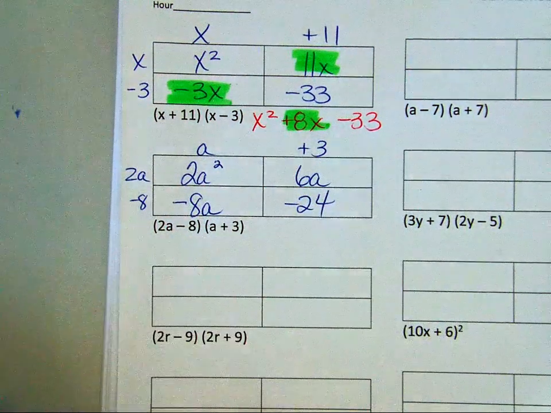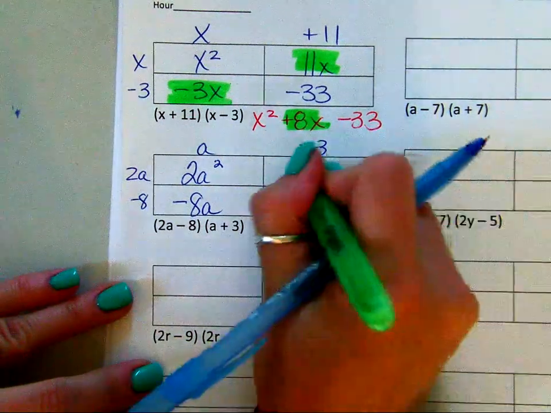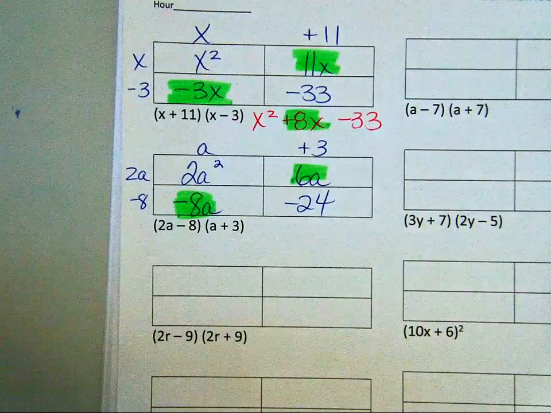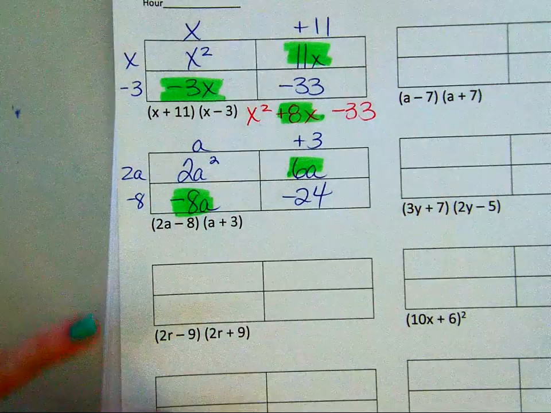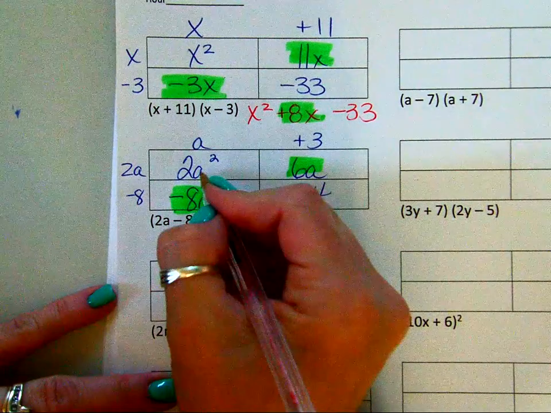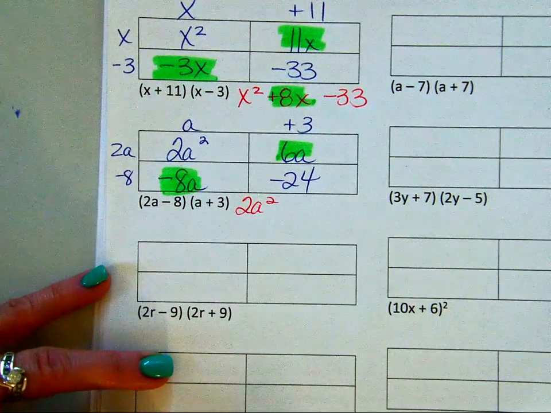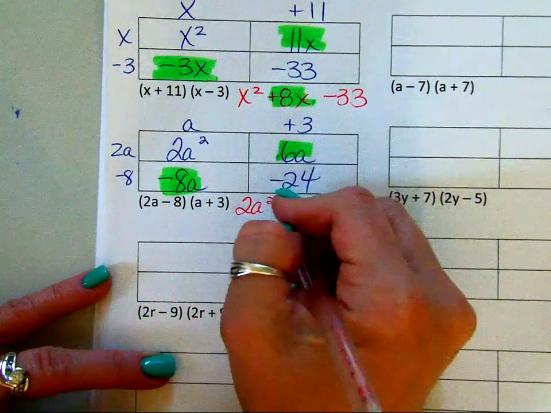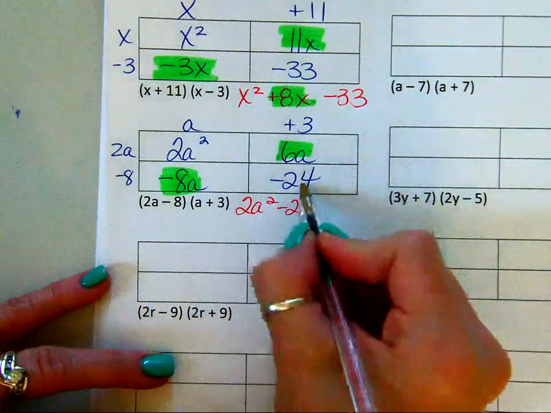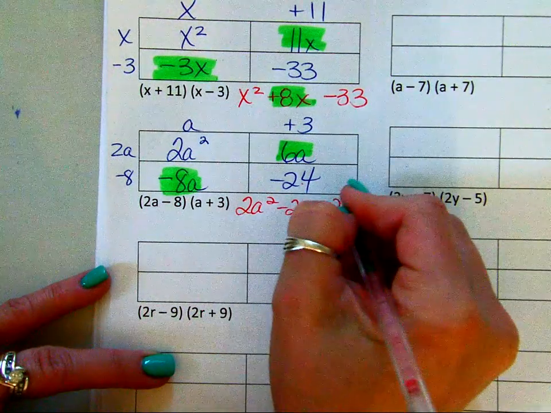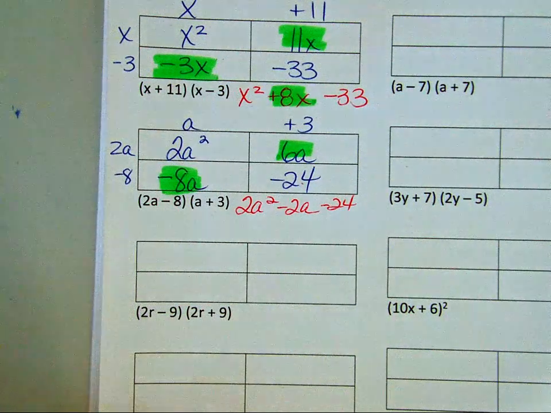Okay? So you look for your like terms, and if it's set up correctly, it's going to be your top right and your bottom left. Your first term is going to be the only a squared term. These two will combine. And then your last box is going to be your last term. Okay? Not too bad, is it?